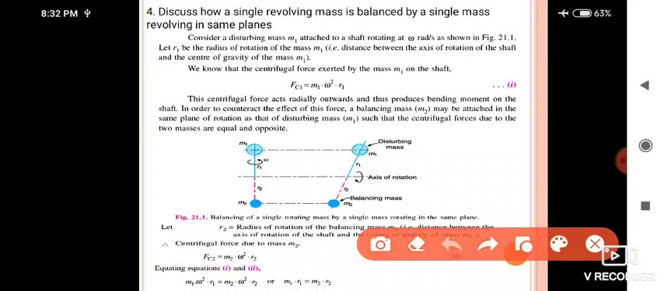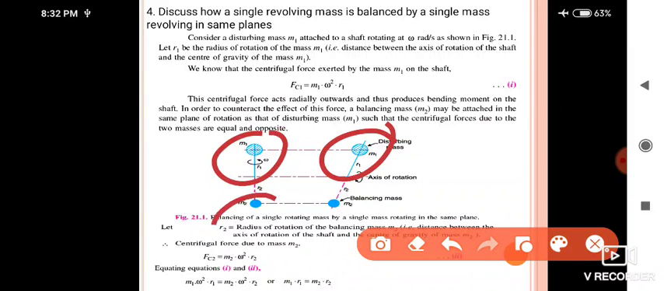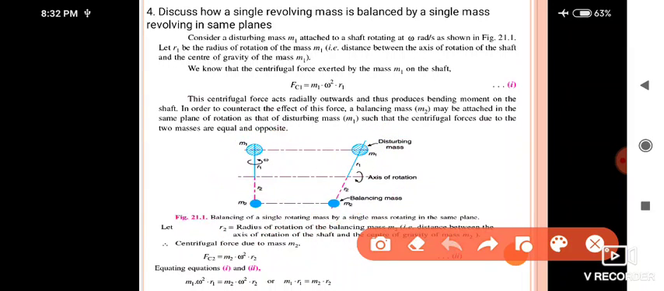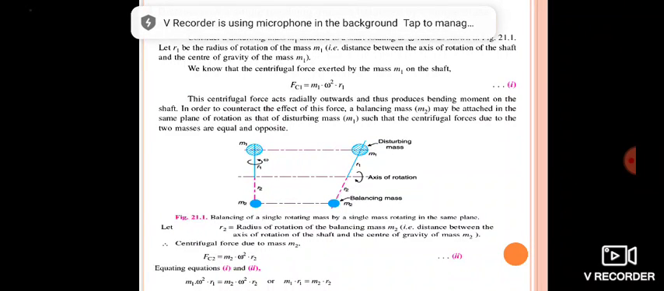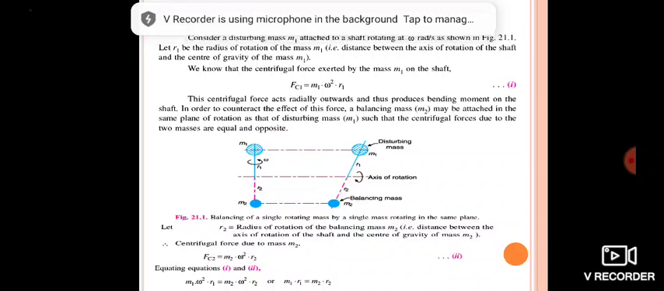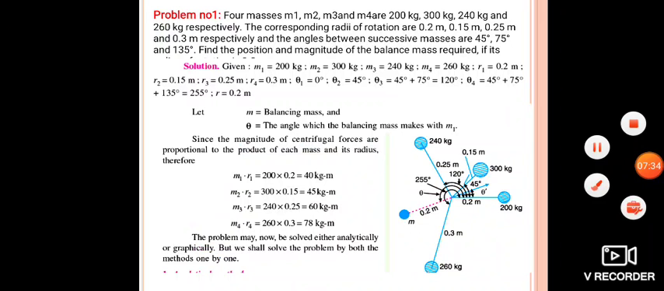In order to counteract the effect of this force, balancing mass m2 may be attached. So in order to avoid this disturbance, mass m2 is to be fixed here and here, okay. So that is, in other words, let r2 be the radius of rotation of the balancing mass m2, that is shown, and let the centrifugal force due to the mass m2 be fc2.